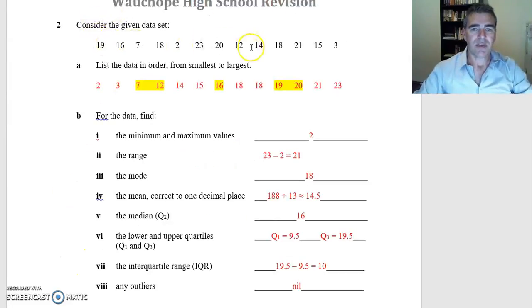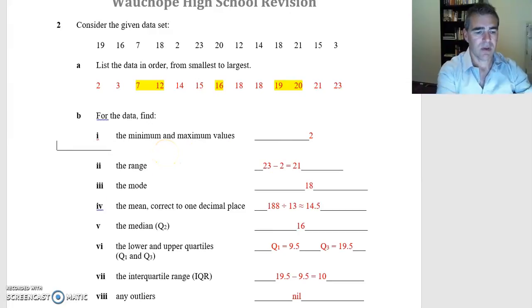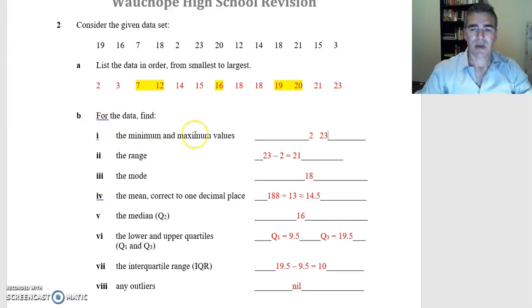Question 2, we've got a data set here. We have to look for our lowest score, 2, then we place them all in order, which we've done here. So we've placed them in order to make it easier to find any of our medians and lower and upper quartiles. So the minimum value is 2. Our maximum value is 23. So what we've got there is our minimum and maximum values.